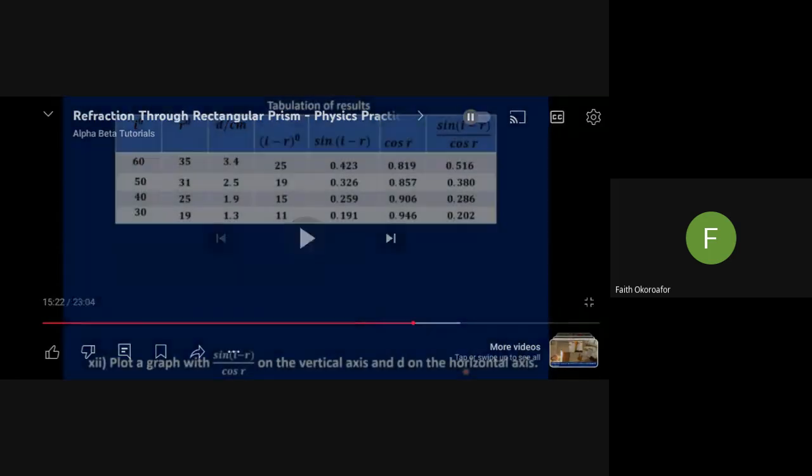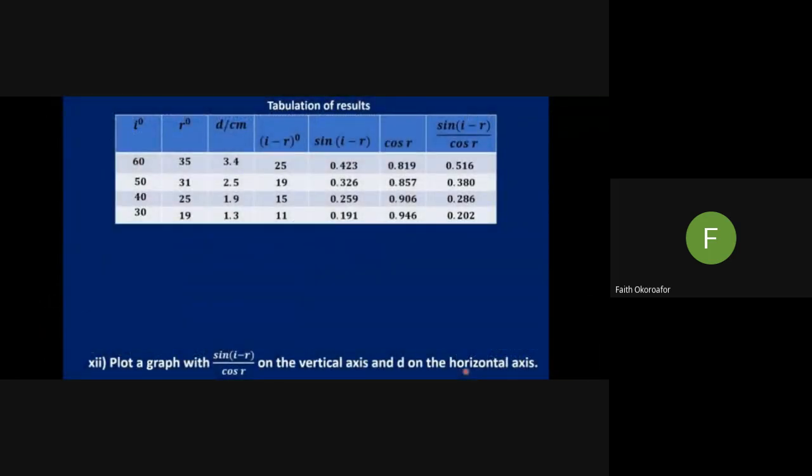Can you read what's at the base of the video? Plot a graph of sine i over cos r on the vertical axis and d on the horizontal. Okay, so that's your assignment.